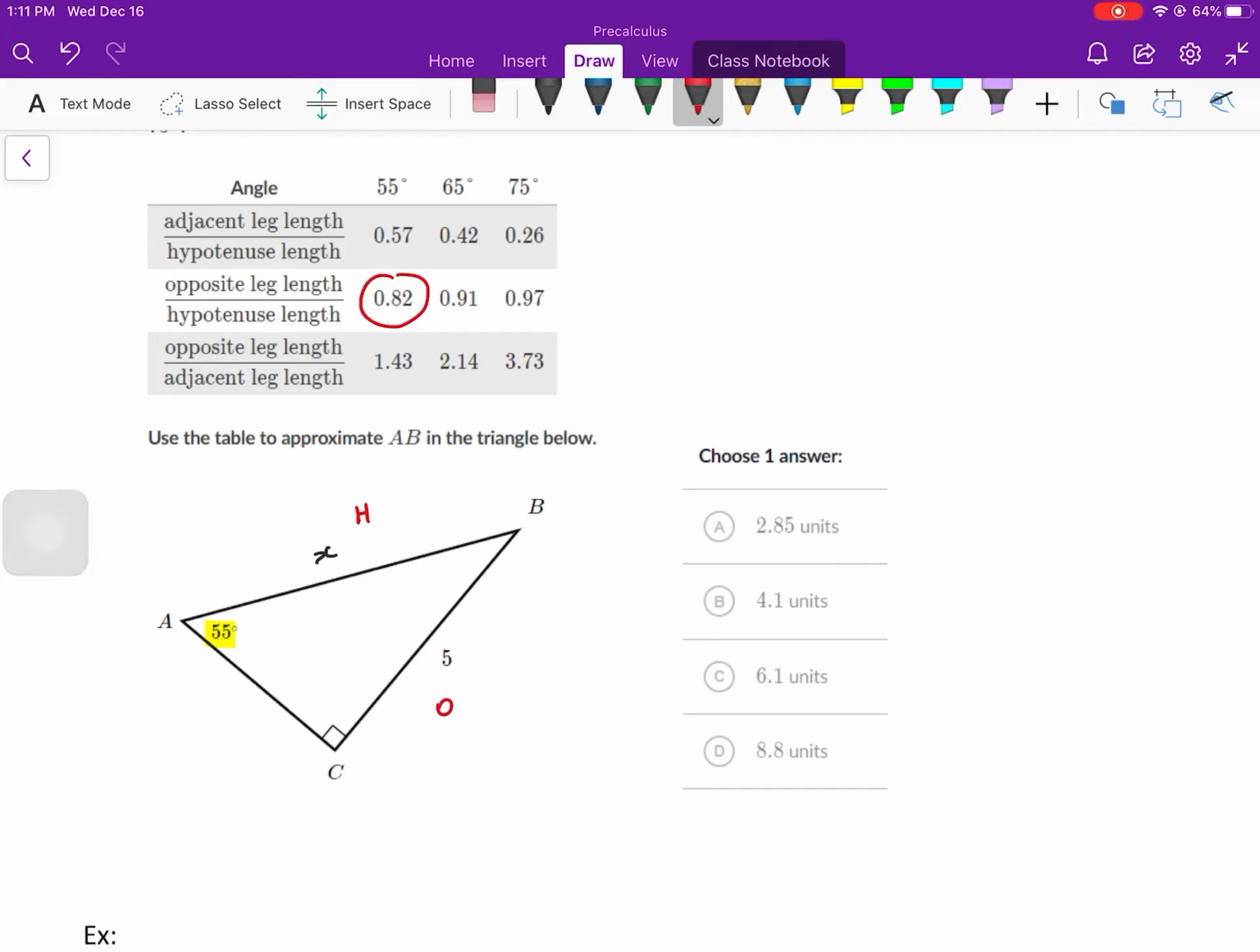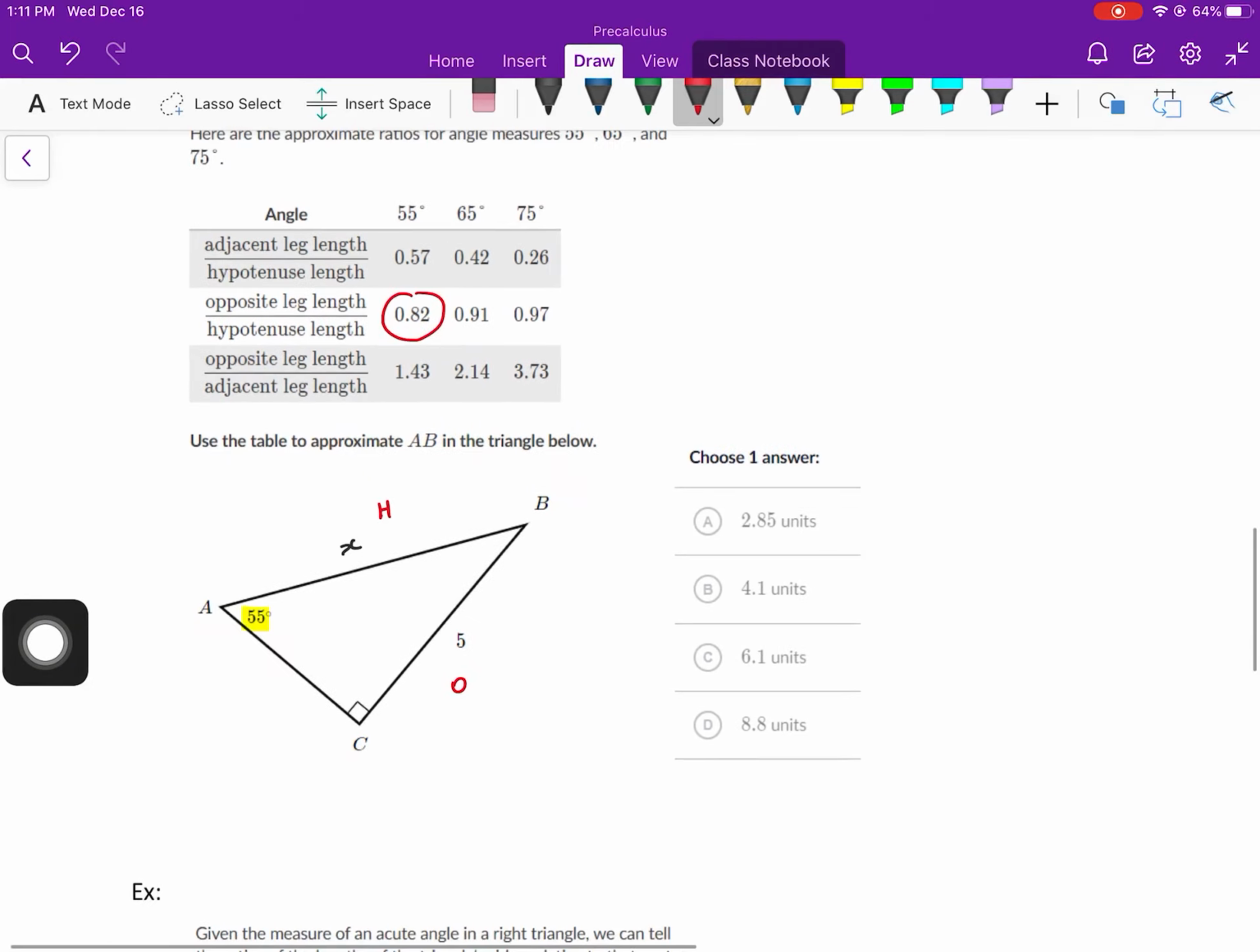That would be the ratio for any similar triangle. That would be the ratio of these two sides to any similar triangle based upon the angle 55. So we're going to say that 5 over x, because that's opposite over hypotenuse, right? That's what we're using. So opposite is 5 over hypotenuse is x equals 0.82. Really, that's over 1.